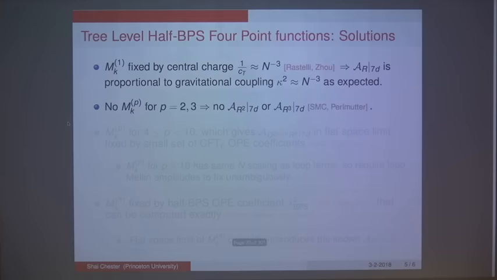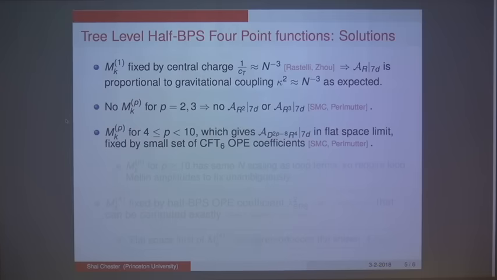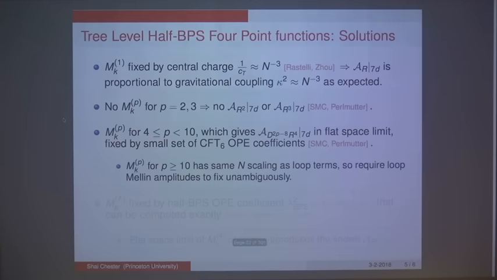What we did is we looked at higher degree Mellin amplitudes. For instance, for degree 2 and degree 3, there aren't any, which corresponds to the fact that in the flat space S-matrix, there are no R^2 or R^3 terms. More interestingly, for p between 4 and 10, we were able to write the flat space S-matrix in terms of a small set of CFT6 data. We can't go beyond p equals 10 because then the large N scaling of these terms is the same as the loop terms, and so the tree-level expansion is no longer well defined.